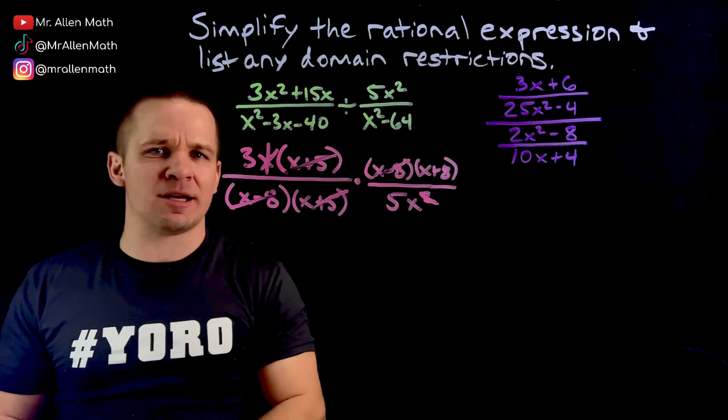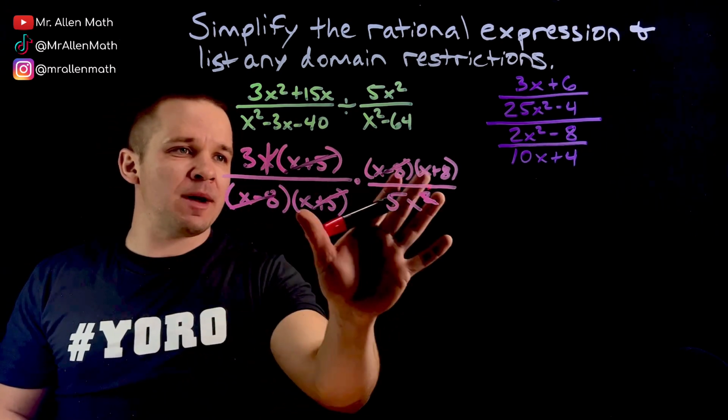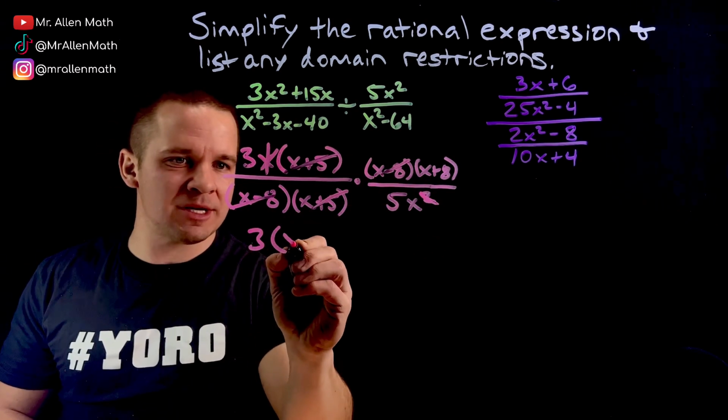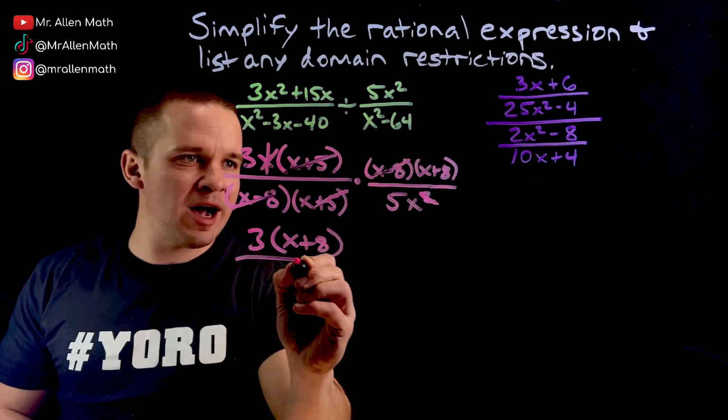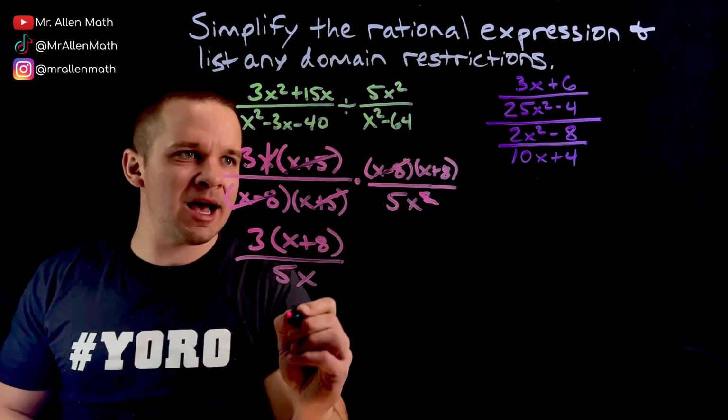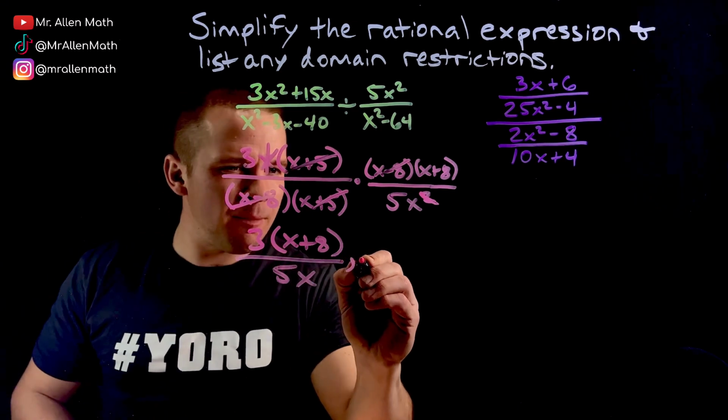So my numerator is now 3 times x plus 8 divided by 5x. Cool. Now my domain restrictions.